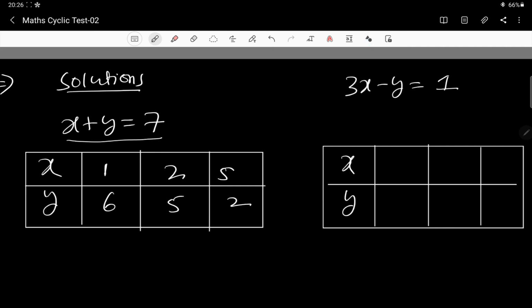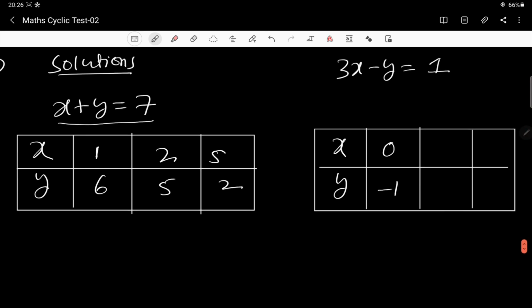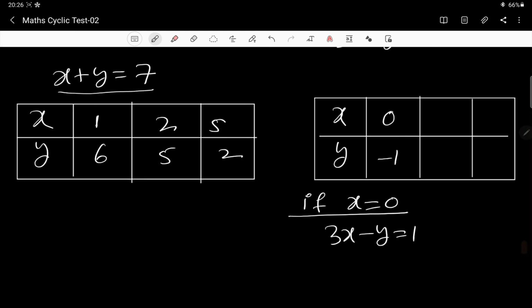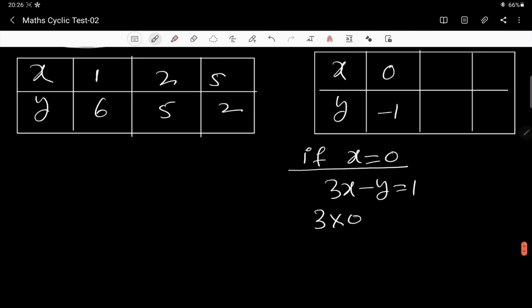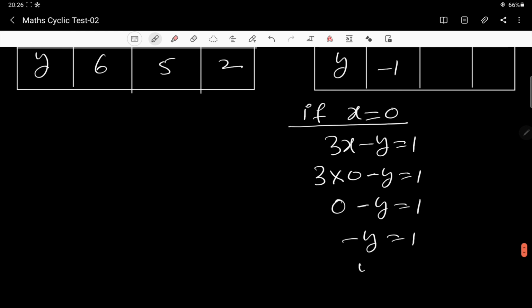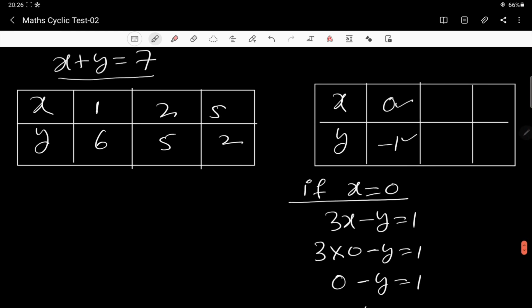What happened here? Okay, I'm sorry. So x is 0 means y becomes minus 1. If you want to solve this, you can solve this. If x is equal to 0, what is the given equation? 3x minus y is equal to 1. So it becomes 3 into 0, then minus y is equal to 1. 3 into 0 is 0, 0 minus y is equal to 1. So minus y is equal to 1 means y is equal to minus 1. So that's what I have told you. So you solve like this.